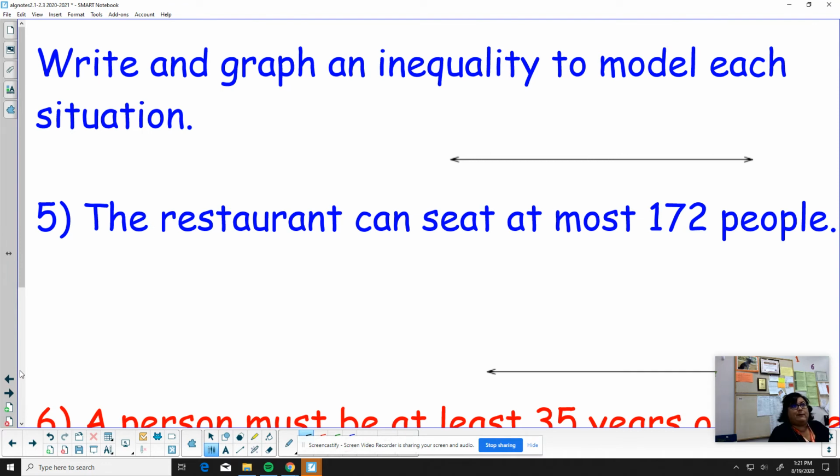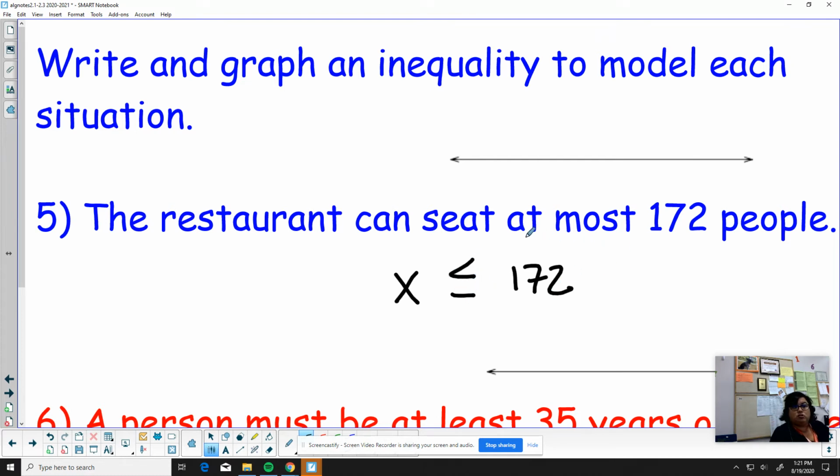All right, so we've got some story problems now. So this is where we're going to apply our inequality knowledge. So it says the restaurant can seat at most 172 people. So the restaurant can seat is the part we don't know. 172 is the most that they can seat. So that's going to be less than or equal to.